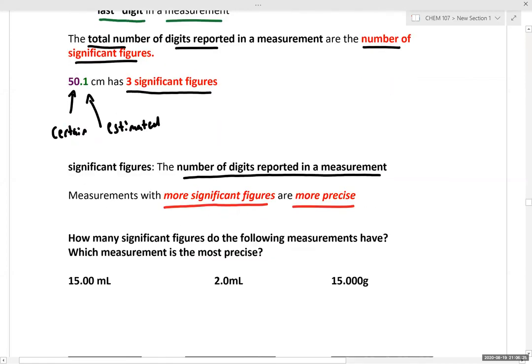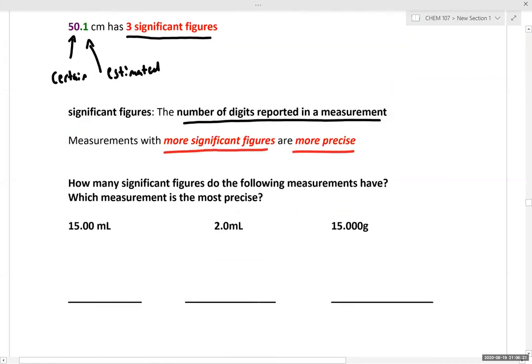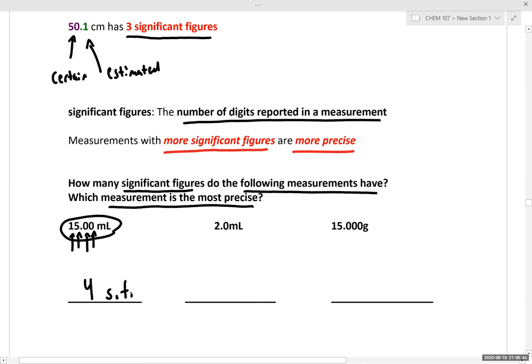Let's do an example, and let's try to indicate how many significant figures the following measurements have and which measurement is the most precise. So 15.00, I see 1, 2, 3, 4 digits, so that has 4 significant figures. What about 2.0? How many significant figures does 2.0 have?